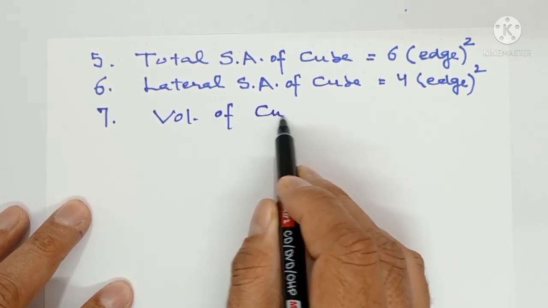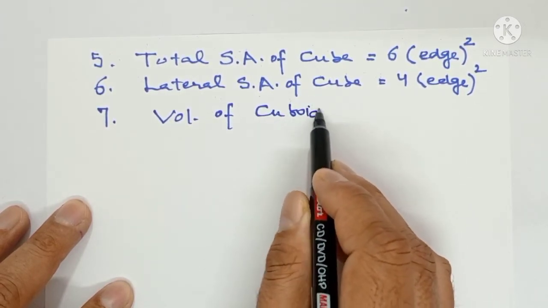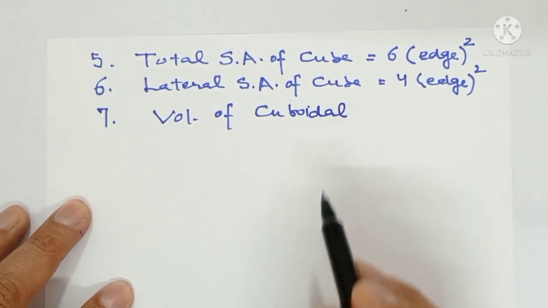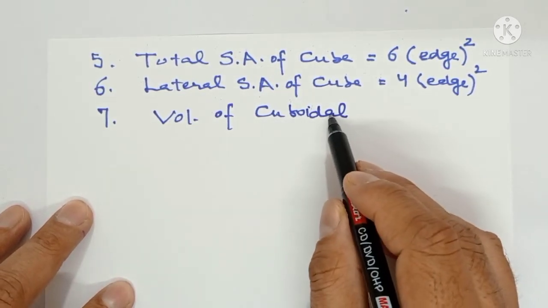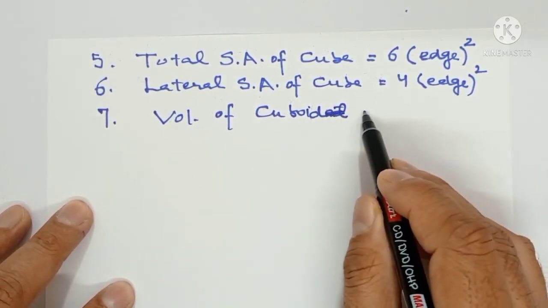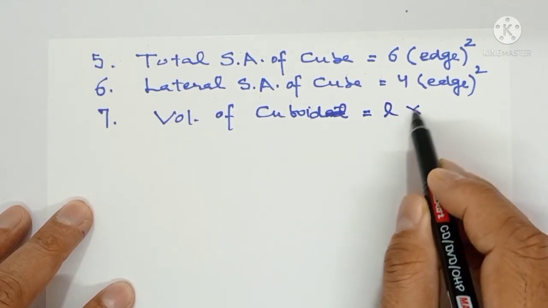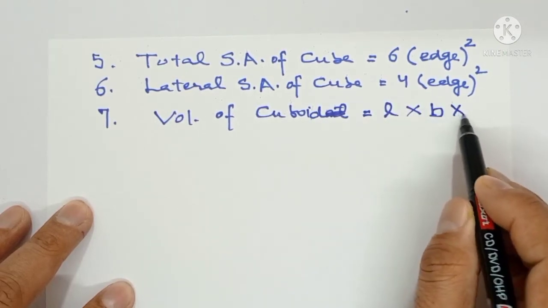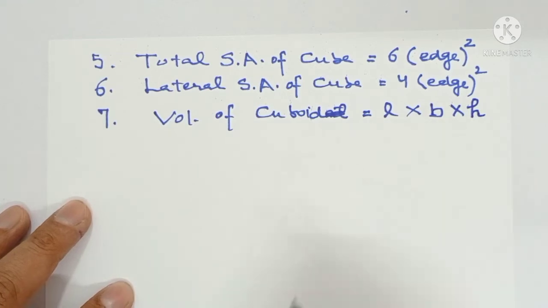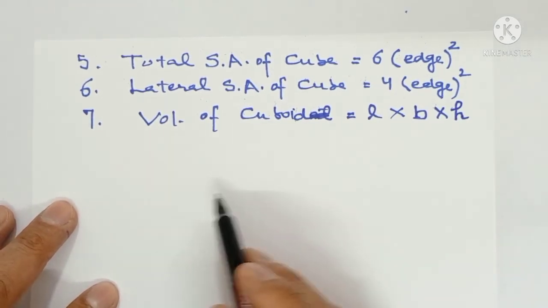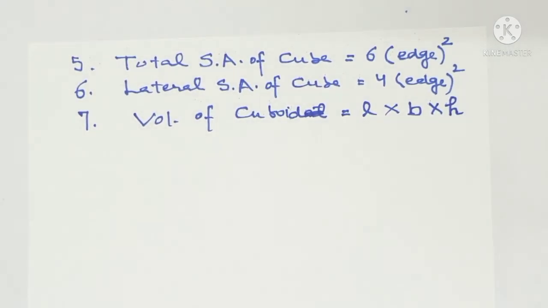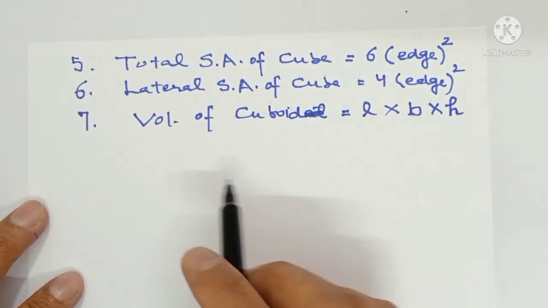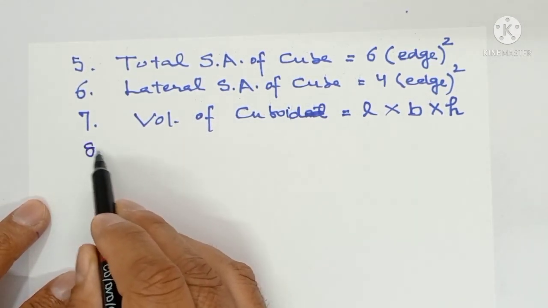Suppose you have a cuboidal block. So how are you to find the volume? Volume of cuboid is equal to L into B into H, length into breadth into height. Suppose length, breadth and height are all in centimeters. So volume will be in centimeter cube.